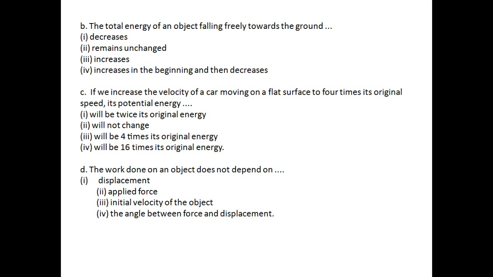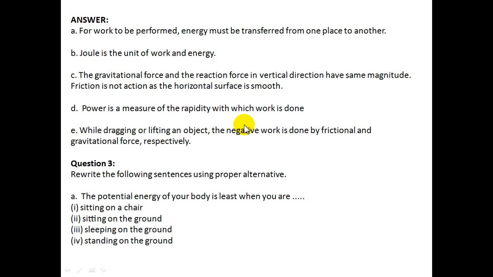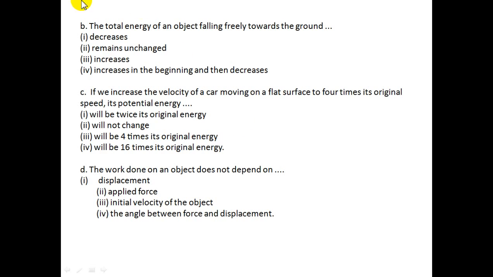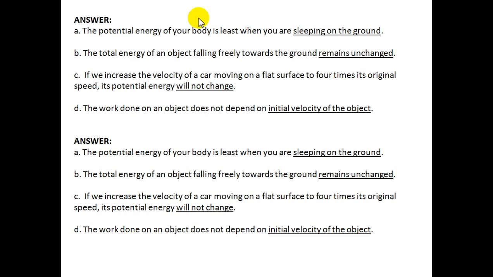Okay. Now, question number B. The total energy of an object falling freely towards the ground: decreases, remains unchanged, increases, or increases in the beginning and then decreases. So what will be the correct answer? Unchanged. The total energy of an object falling freely towards the ground remains unchanged. वो एक ही force से वो गिरता है, that is called gravitational force.